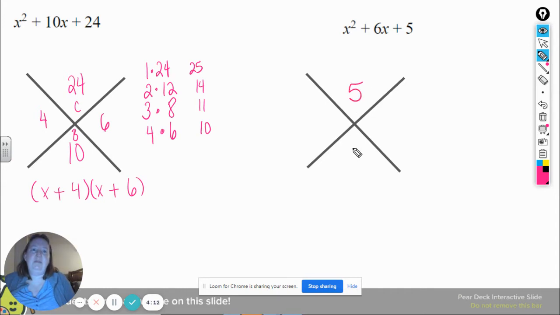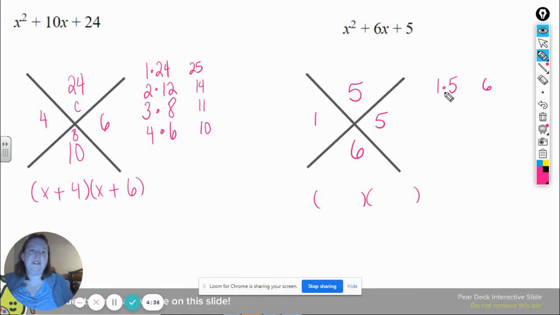You're going to put 5 up here and 6 down there. So I'm multiplying to get 5. Well, there's not a lot of things that you can multiply to get 5. 1 times 5 equals 5, but when I add those two numbers together, they do equal 6. Ding, ding, ding. I'm going to use those. And so the product is 5.